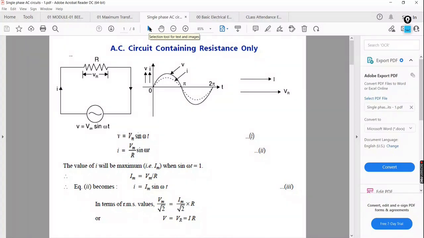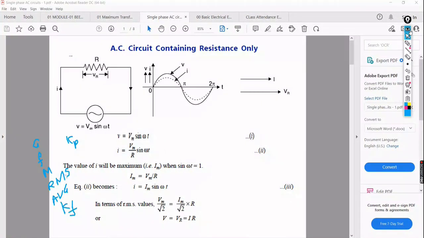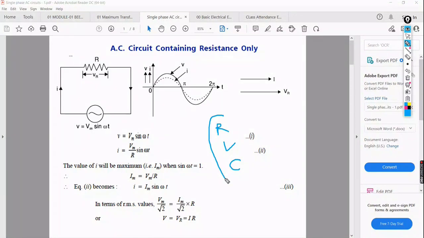Parameters which are present in the AC circuit. In case of AC circuit, there will be resistance, inductance, and the capacitance. All these three parameters have different characteristics, and based on those characteristics, they behave differently in performance.